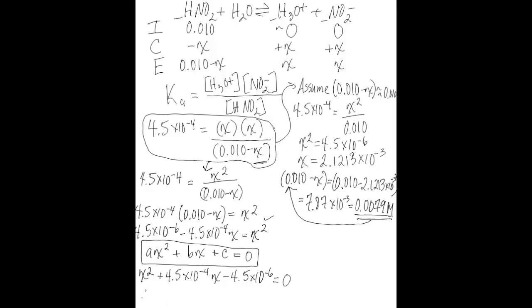So from this, we know that A is equal to 1, B is equal to 4.5 times 10 to the negative 4, and C is equal to negative 4.5 times 10 to the negative 6. So we've just taken the coefficients here, which for the x squared value, we have a coefficient of 1. For the x value, we have 4.5 times 10 to the negative 4, and then C is by itself as a negative 4.5 times 10 to the negative 6th. So now that we have the A, B, and C values, we can actually use the quadratic equation to solve for this.